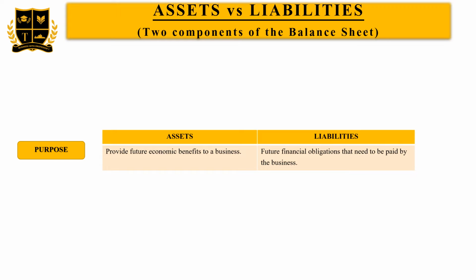So now we know how to define the asset and liability. Now we need to know the purpose of an asset and a liability. The purpose of an asset is to provide future economic benefit to a business, and for a liability, it is future financial obligations that need to be paid by the business.